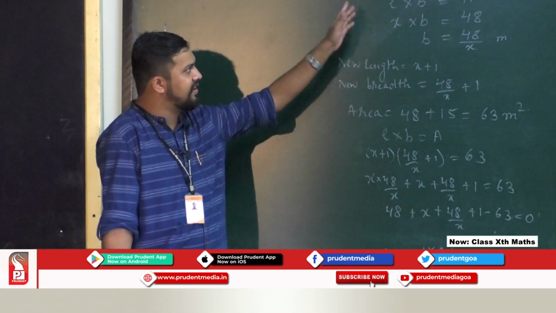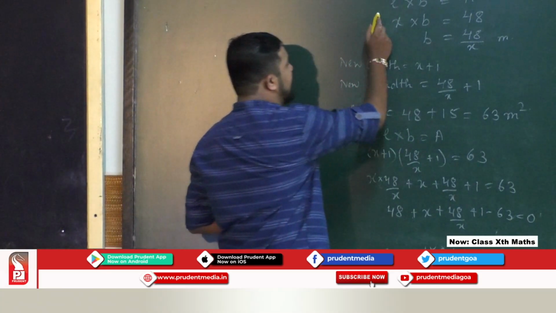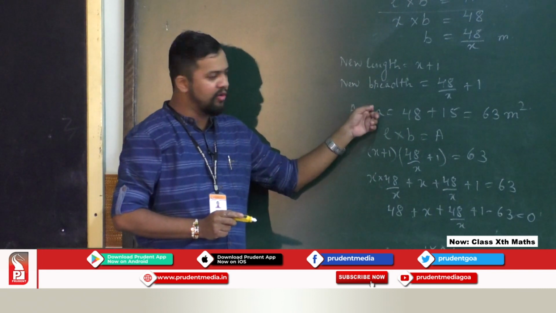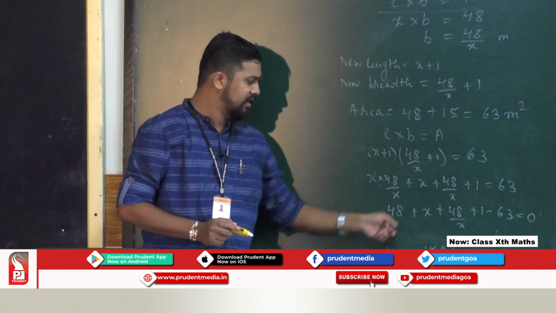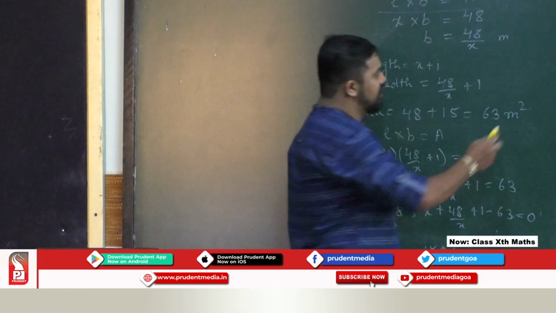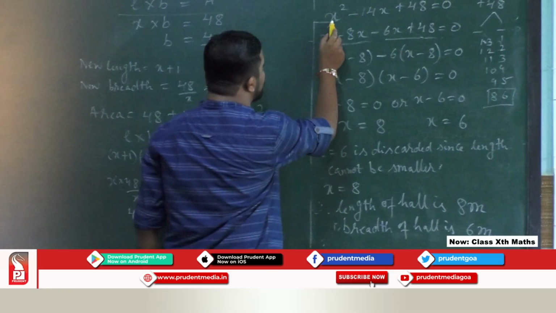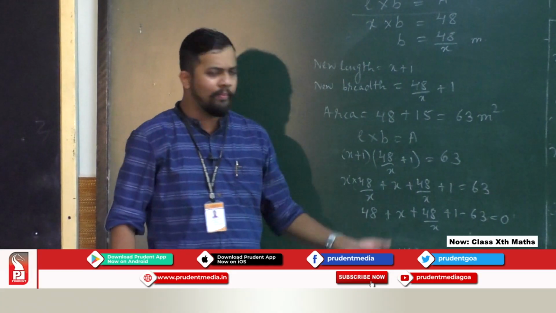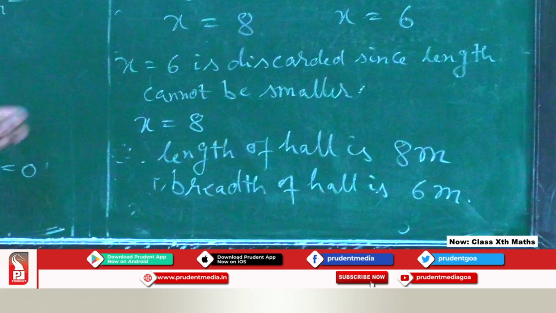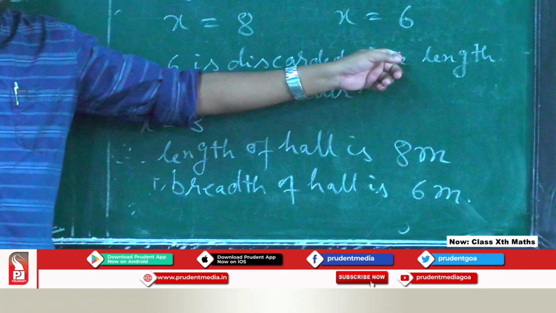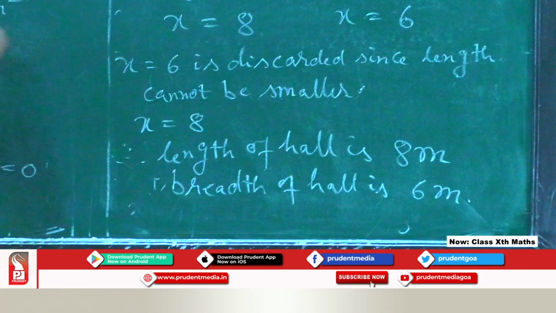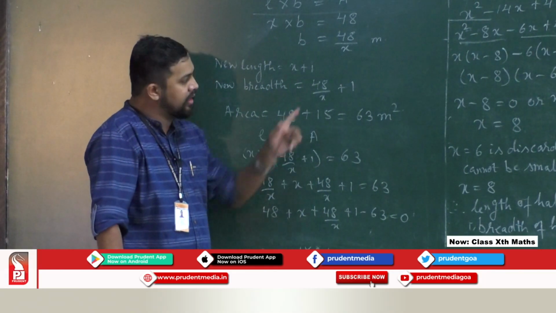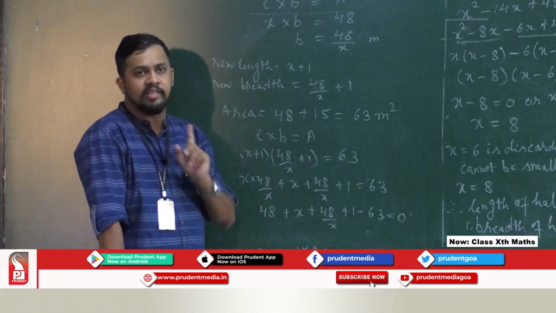So clear? So how we are done? The main formula we are using is length multiplied by breadth, that is area. We found out new length, we found out new breadth. Again length multiplied by breadth, and we got a quadratic equation here. So once you get your quadratic equation, then you can use any method. We used the factorization method. You got x is equal to 8, x is equal to 6. If negative was there, directly you can discard because length, side, they cannot be negative. But since both were positive, you have to discard any one term.